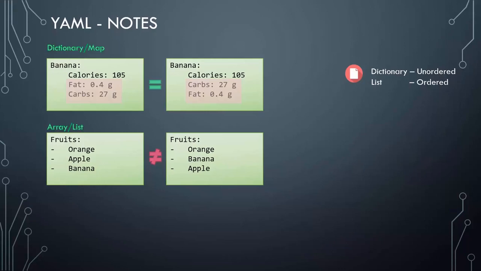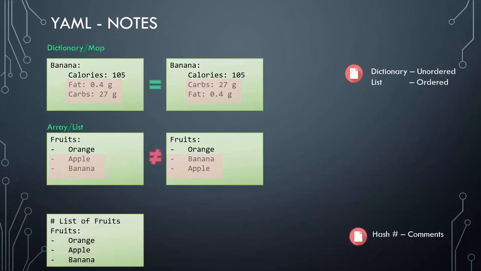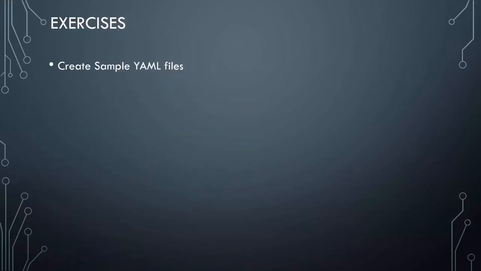This is something to keep in mind while working with data structures. Also remember, any line beginning with a hash is automatically ignored and considered as a comment. We are now ready to head over to the coding exercises and have fun playing with YAML files.